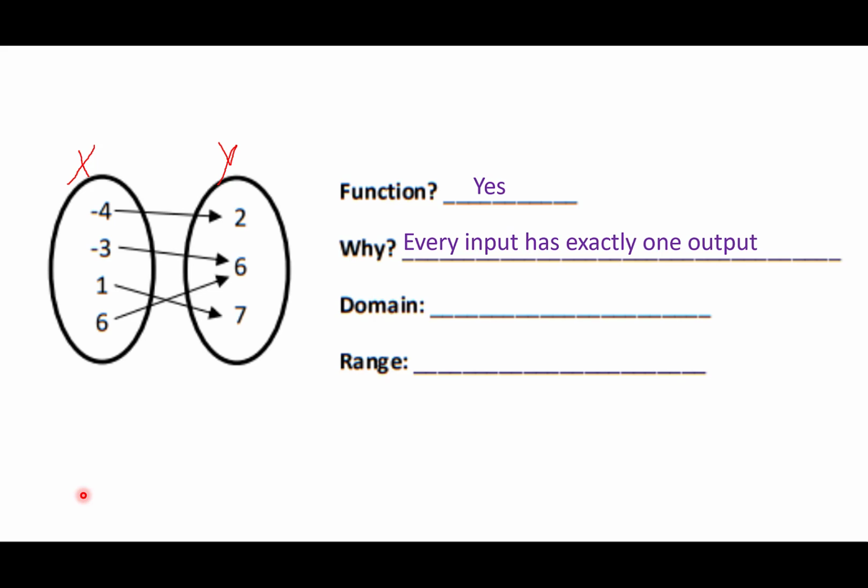All right, so in a mapping diagram, we typically write them from least to greatest, from top to bottom, and we don't repeat a number. So all you have to do with a mapping diagram is list the numbers there. So my domain in this is -4, -3, 1, and 6. Okay, and the range is going to be the numbers in this one. It's going to be 2, 6, and 7.